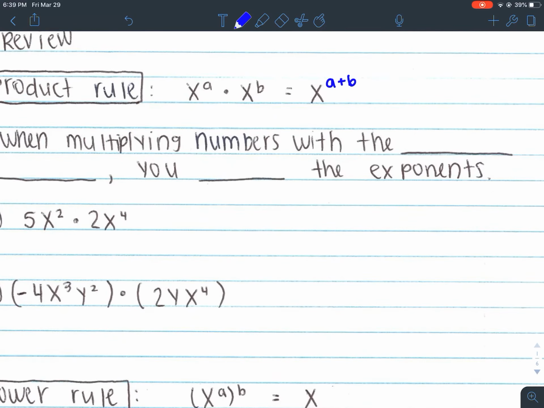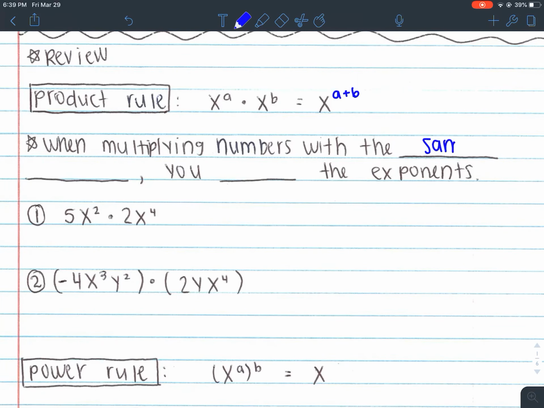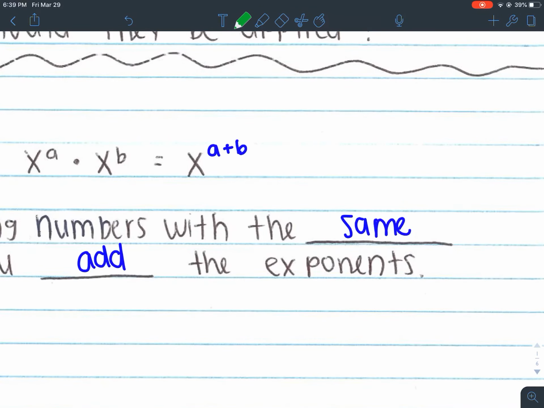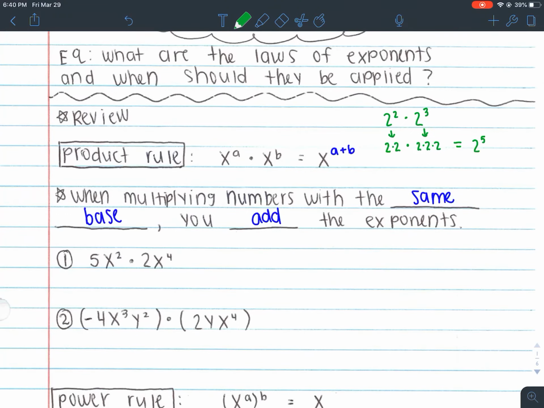So, when multiplying numbers with the same base, you add the exponents, okay? So, like a review from Unit 1, let's do an example really quick. 2 squared times 2 cubed, okay? Well, 2 squared is 2 times 2, right? Because it's 2 times. And then that's times 2 cubed, which is 2 times 2 times 2. Well, that's 5 2's all being multiplied together, which gives me 2 to the 5th. So you do add the exponents here.